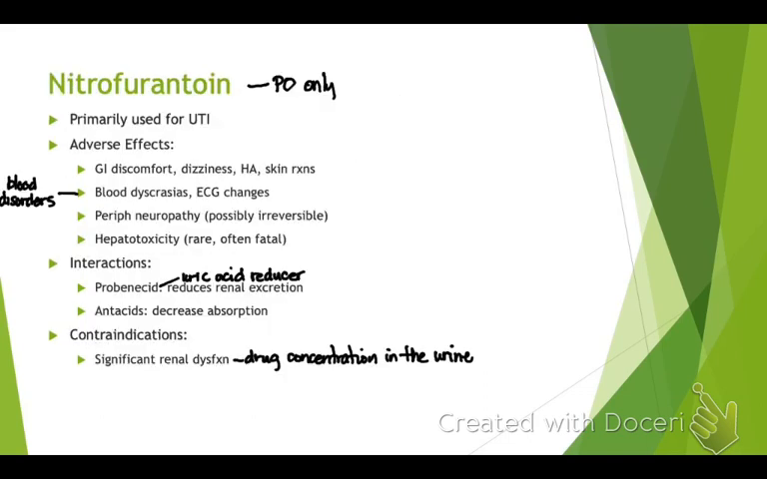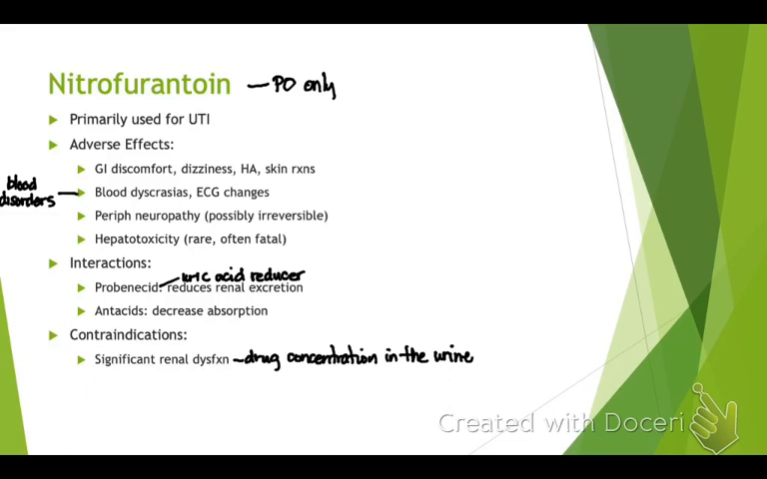All right, so we're going to continue on with nitrofurantoin. This is a medication that is given PO only. It is primarily used for UTI. Adverse effects are GI discomfort, dizziness, headaches, and skin reactions. It can cause blood dyscrasias or ECG changes. Blood dyscrasias is just another word for blood disorders. Can have peripheral neuropathy, possibly irreversible, and hepatotoxicity. It is rare, and it does happen. It's often fatal.